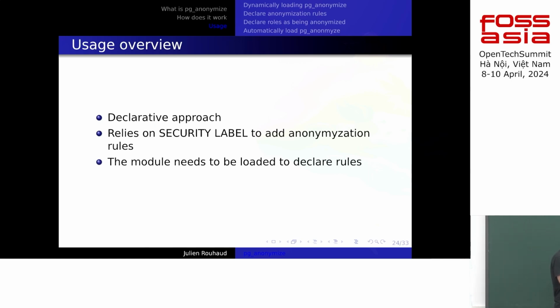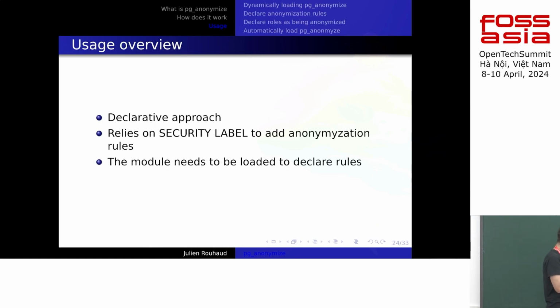It's using, as I mentioned before, a declarative approach using a security label. Security label is a feature in Postgres where we can attach a random string, whatever you want, on an object. So for pg-anonymize, we use two kinds of objects. We use the column, to attach any expression that we want to use to emit anonymization. And we also use the role. This way you can say which role is supposed to be anonymized and which is not. So if you connect as an anonymized role, you will see anonymized data, and that's it. You can't escape it.